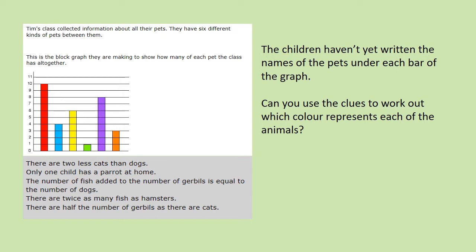My next tip is to see if you can work out which bar represents the number of dogs. It must be one of the higher bars because the number of fish added to the number of gerbils is equal to the number of dogs, and there are 2 less cats than there are dogs. So have a look at those clues and see if you can work out which bar it is. You're correct if you thought that the red bar represents the number of dogs. Now see if you can work out the rest of the clues. The answers to the problem are on the website.